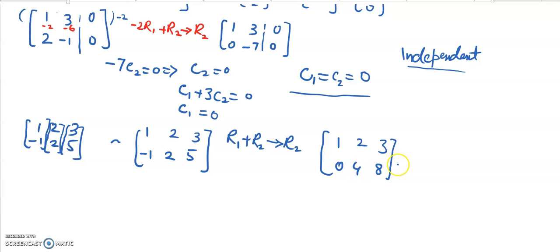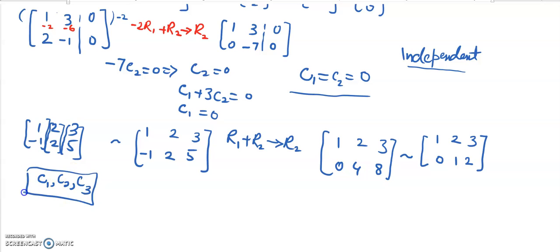Or maybe I can further divide, then I can make it like 1 over here. So it will be like 1 2 3 and then 0 1 2 in this case. So this is in the echelon form. Okay, and if we want to determine these coefficients, in this case we need C1, C2 and C3. These 3 coefficients I need.